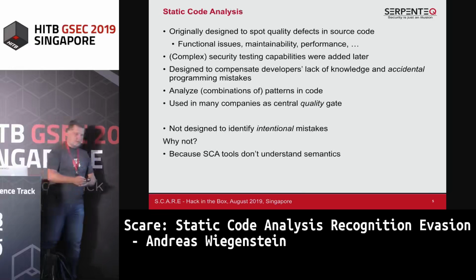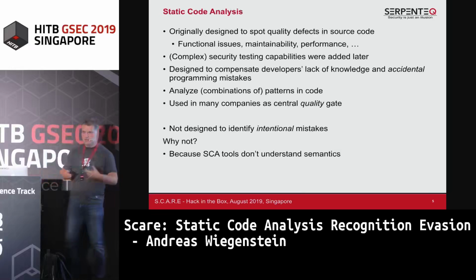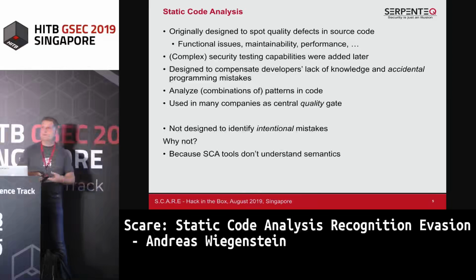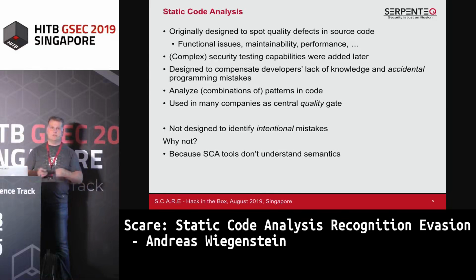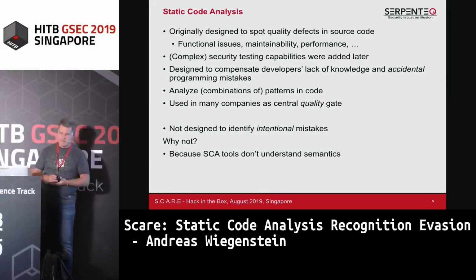So, static code analysis was, in the early days, a means to improve the quality of code, mainly the readability, the maintainability, maybe the performance and the stability of the code. So functional aspects of the code were in focus. And only later, companies added security testing to that. That was not the initial design, to have it used for security.